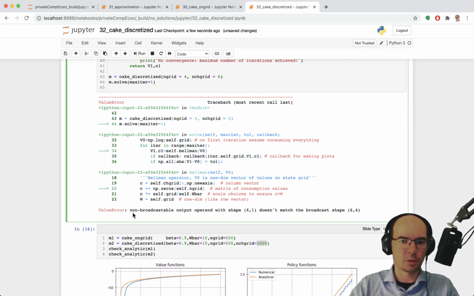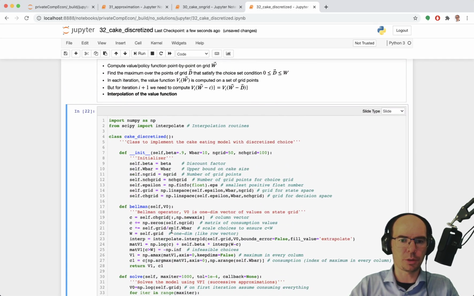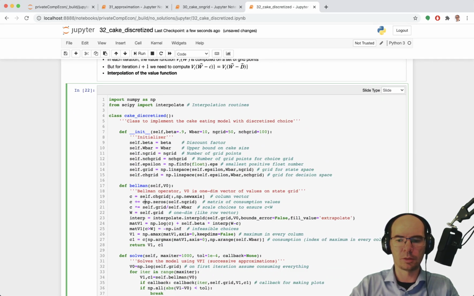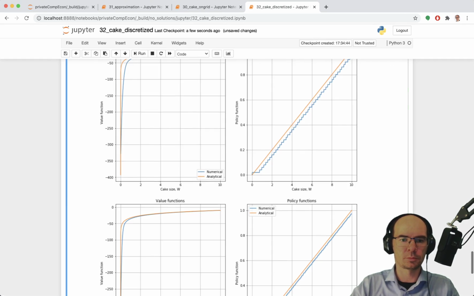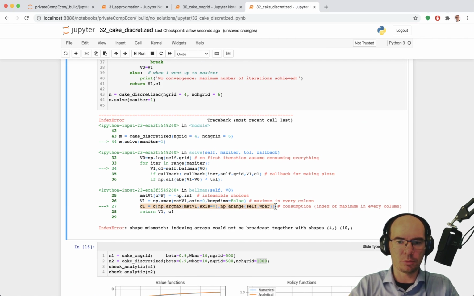Let's see. Not broadcastable: output operands with shape 6,1 doesn't match the broadcast shape 6,4. Where's this? It's right here. Well, I guess I was too quick on saving the space. How about now? Shape mismatch. Indexing arrays could not be broadcast together with shapes 4 and 10.